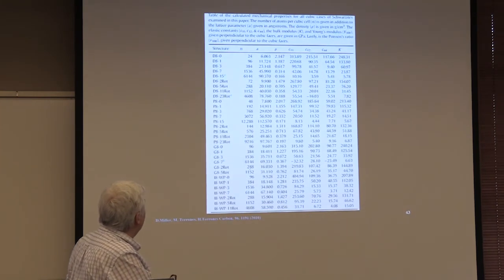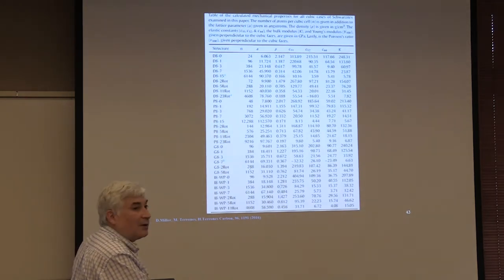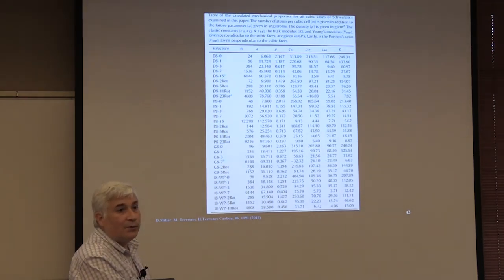And we calculated the mechanical properties. Here is the number of atoms. Look at this per cubic cell, 12,000. This is 6,000, so this cannot be done with DFT. If you try to do this with DFT, it will crash.